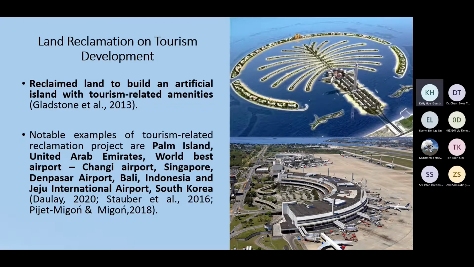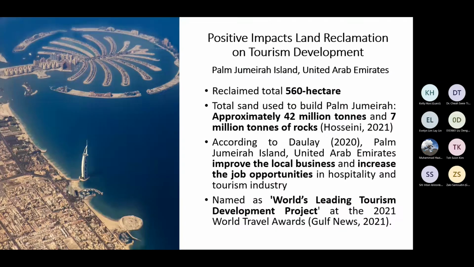which is Palm Island in the United Arab Emirates, and the world's best airport, Changi Airport, Singapore, Ngurah Rai Airport, Bali, Indonesia, and Jeju International Airport in South Korea. So in this sharing session, we are focusing on the Palm Islands from the United Arab Emirates and the world's best airport, Changi Airport.